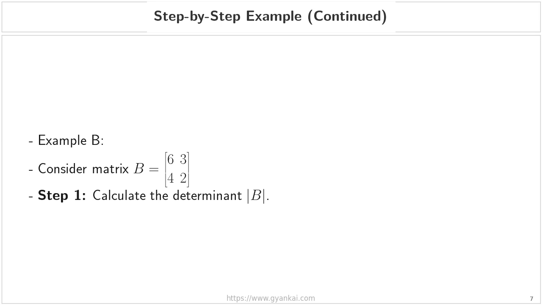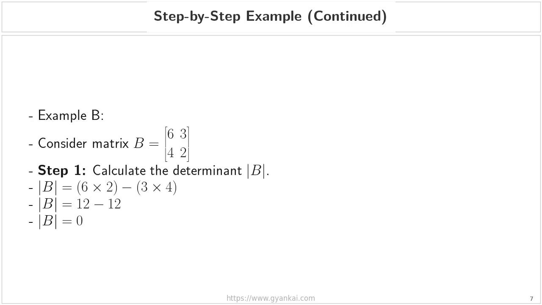Step 1 is to calculate the determinant of B, which we write as the vertical bars surrounding B. To find this, we multiply the elements of the main diagonal, which is 6 times 2, giving us 12. Then, we subtract the product of the other diagonal, which is 3 times 4, also giving us 12. When we subtract 12 from 12, we are left with a determinant of 0.